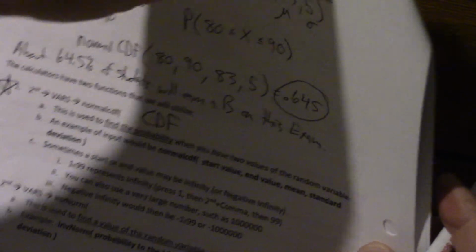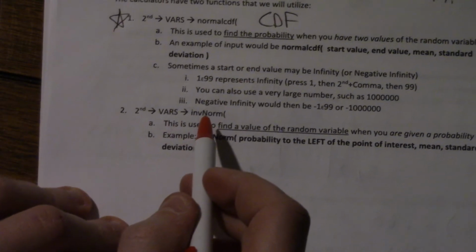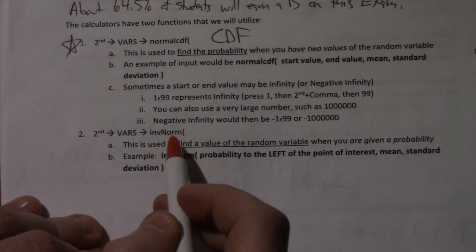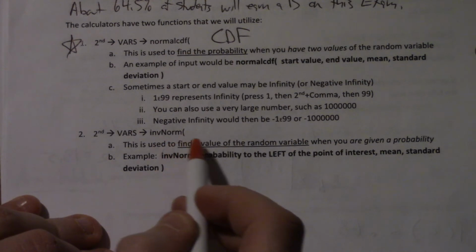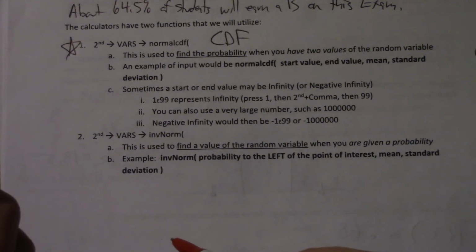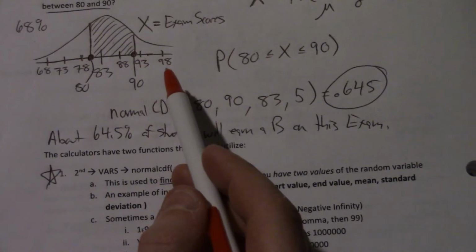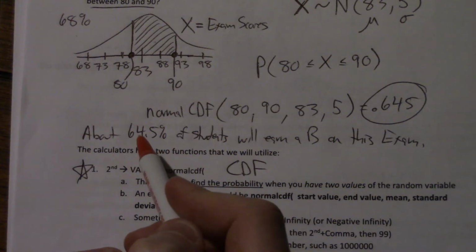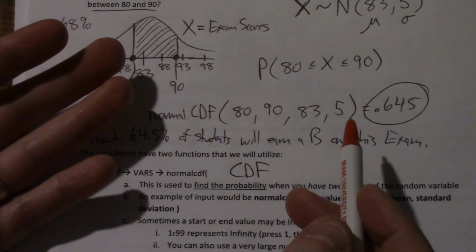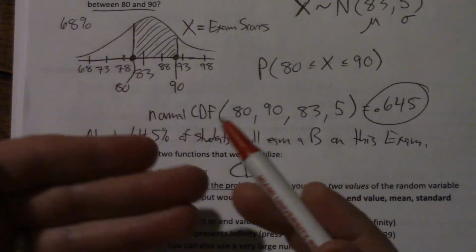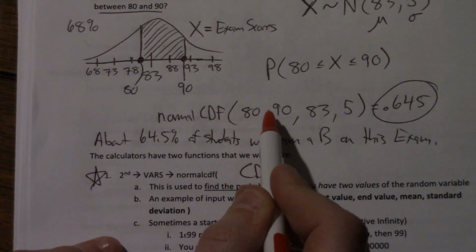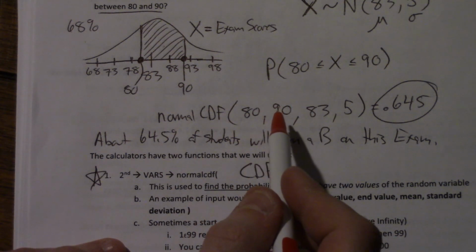There is another calculator function that we will make use of, and that's described in number 2, and it's called the inverse normal. We'll see this in another example soon, and you know that you will need to use this function when you're being asked to find a value of your random variable. So what that means is you'll be given probabilities, and you'll be asked to find, say, an exam score. So maybe a question would say something like, about 64.5% of students will have an exam score between which two values? So it's an inverted problem. It's the backwards version of what we just found. So if you're being asked to find a score or a height or a weight or something like that, then you use inverse normal.